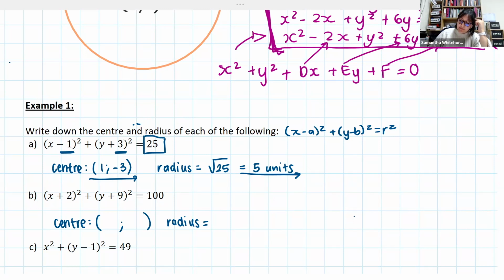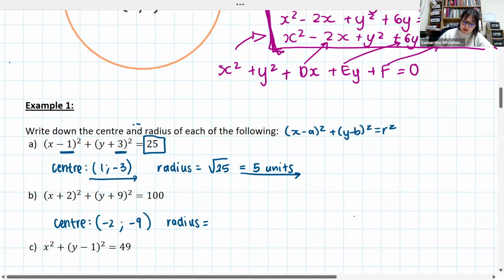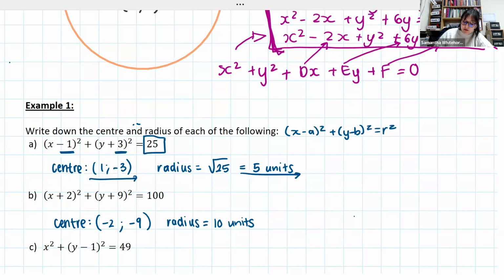Nice. Okay, so if we look at B, our center is (-2, -9). Remember, opposite signs. The radius is the square root of 100, so 10 units. You don't have to put units, you can just write 10. That's fine. I'm not super concerned about it.